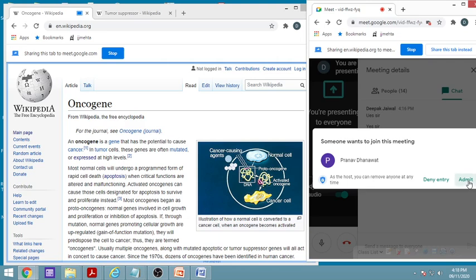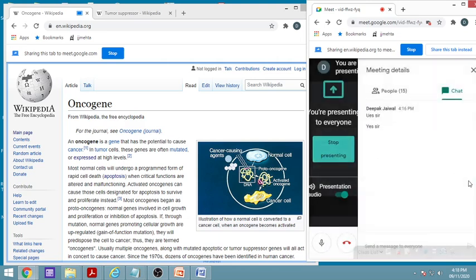So when critical functions are altered and malfunctioning, these activated oncogenes can cause cells designated for apoptosis to survive, and not only survive but go beyond it and proliferate. Imagine the RBC again: the RBC which should have died after 120 days, and new RBCs are produced as usual. The cell which has to die should have been destroyed through apoptosis. This cell is not only remaining there, but fortunately it does not proliferate. RBCs are not developing.